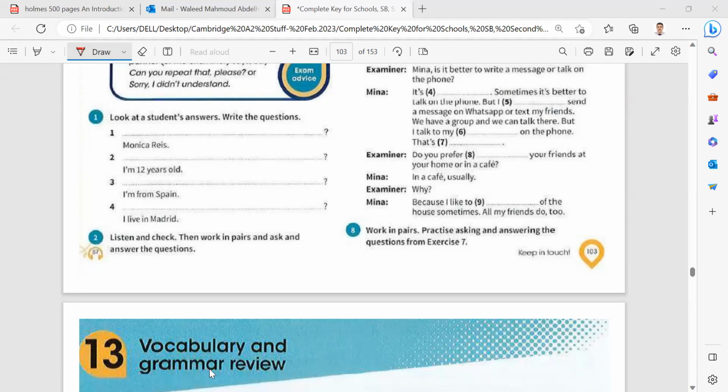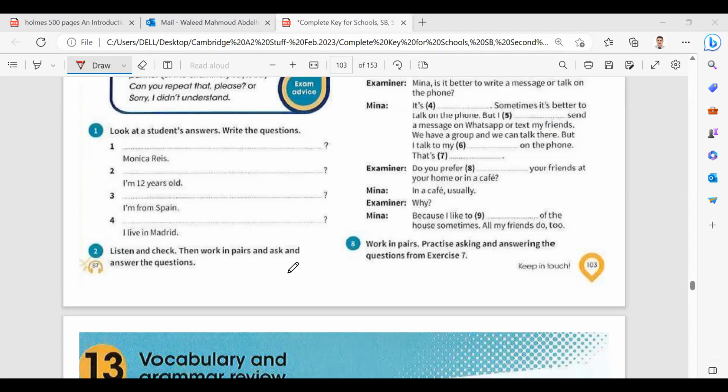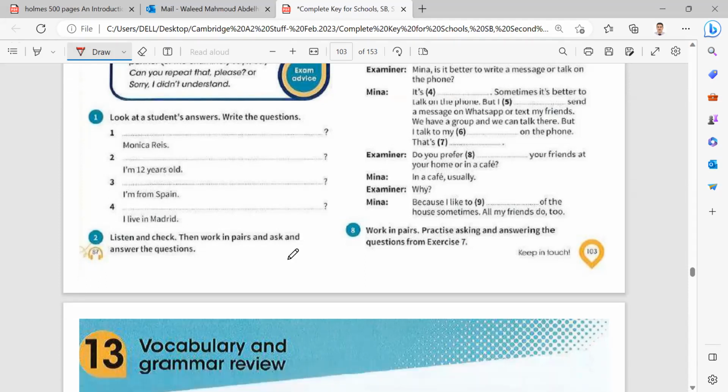Unit 14. Speaking, parts 1 and 2. Exercise 2. What's your name? How old are you? Where are you from? Where do you live?